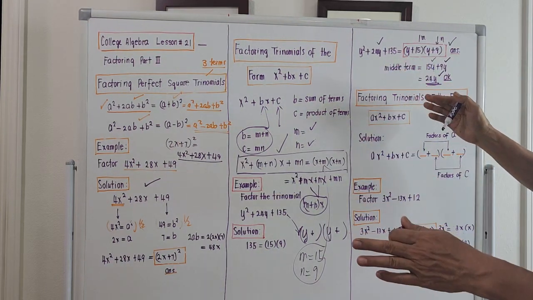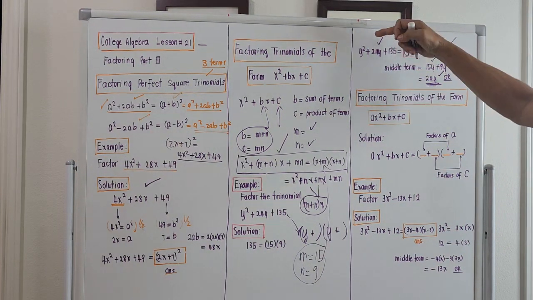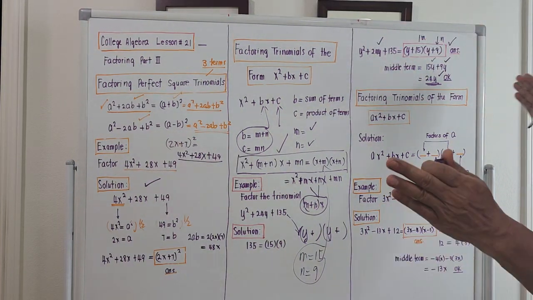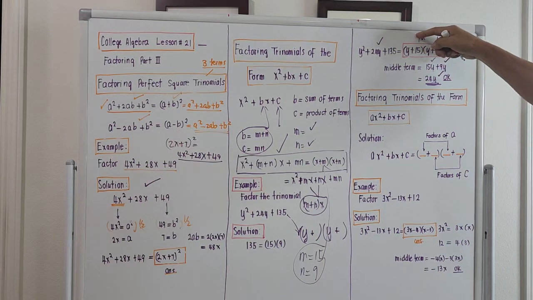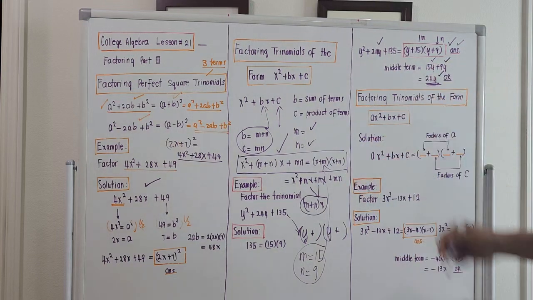So meaning to say, the correct factored form of y squared plus 24y plus 135 will be the quantity y plus 15 times the quantity y plus 9. That will be our answer. As simple as that. So actually, it's trial and error, right?